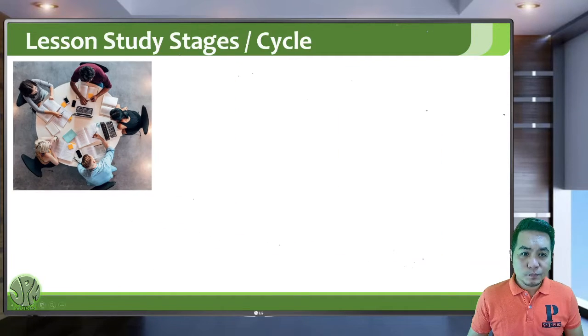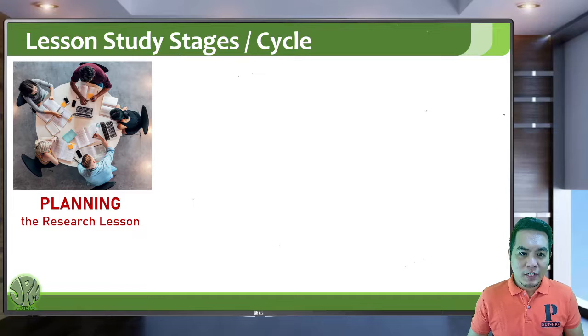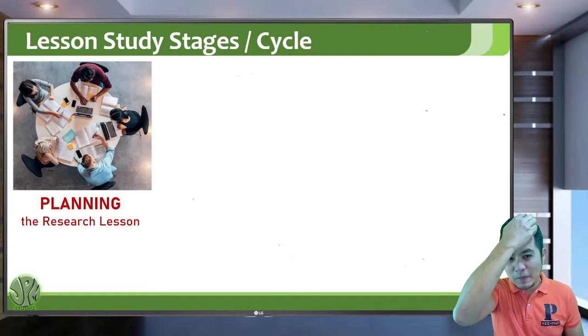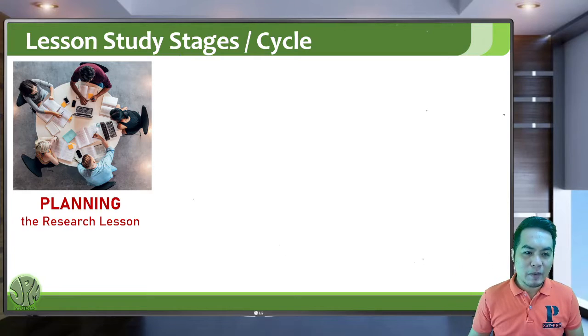The lesson study has three basic stages and it forms a cycle. The first stage of the cycle is what we call the planning stage. In the planning of the research lesson, the group chooses the topic for the lesson and what is included in the lesson, or how the lesson will be delivered, how long the lesson is, etc. Every member of the lesson study group must be present in the planning stage.